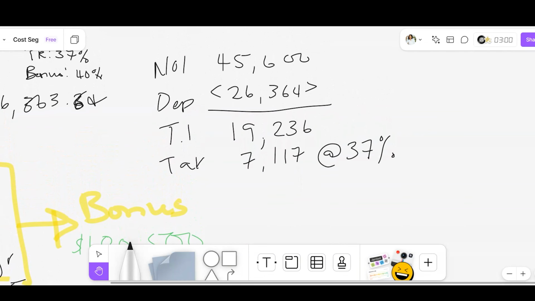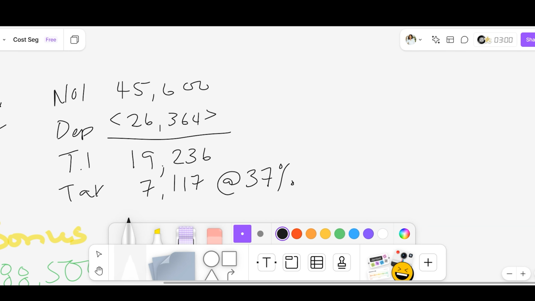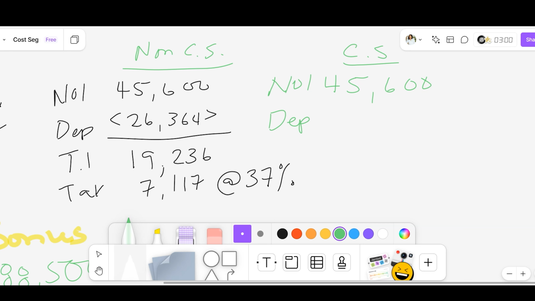Well, if we go back here, we're going to do it side by side. So we're going to start with that same NOI, and I want to write this in green because this is where the money is at, right? So we have 45,000. We'll just put CS here because we want to know that that's the cost seg one, and then we'll say non-CS here. So we know the NOI is the same. Now, this is the depreciation that we are able to take for this year: $240,605.84. So $240,606. That's what we're able to take.